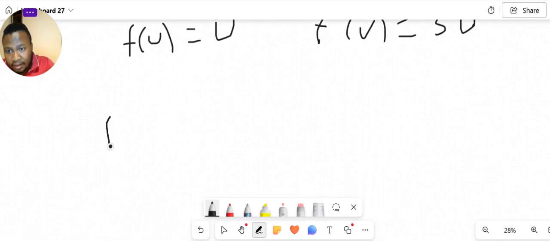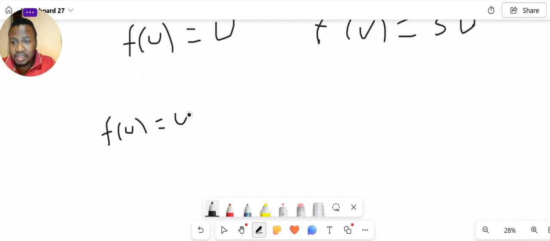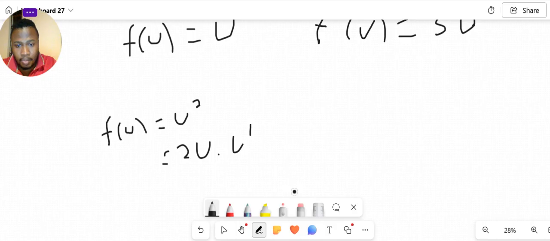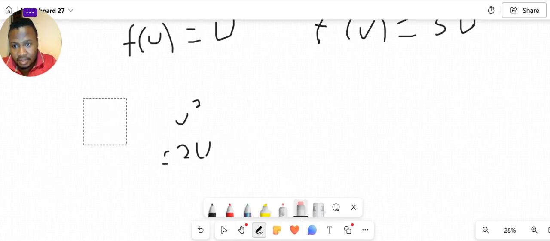if you have f of u equal to u squared, you first derive the outer function. You first derive what? The outer function. This will be equal to 2u, and then you multiply by the derivative of the inner function, u prime. This will make sense. Let's just plug everything in.